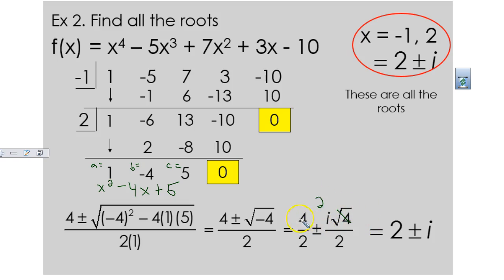So we got 4 over 2 plus or minus 2i over 2, which is what happens if we break the fraction apart. Well, 4 divided by 2 is 2, and 2 divided by 2 is 1, which leaves us with just 2 plus or minus i. So we started with a quartic, a 4th degree polynomial, and we ended up with 4 roots, -1 and 2, and 2 plus i and 2 minus i. Altogether, those are our 4 roots, 2 rational and 2 complex.